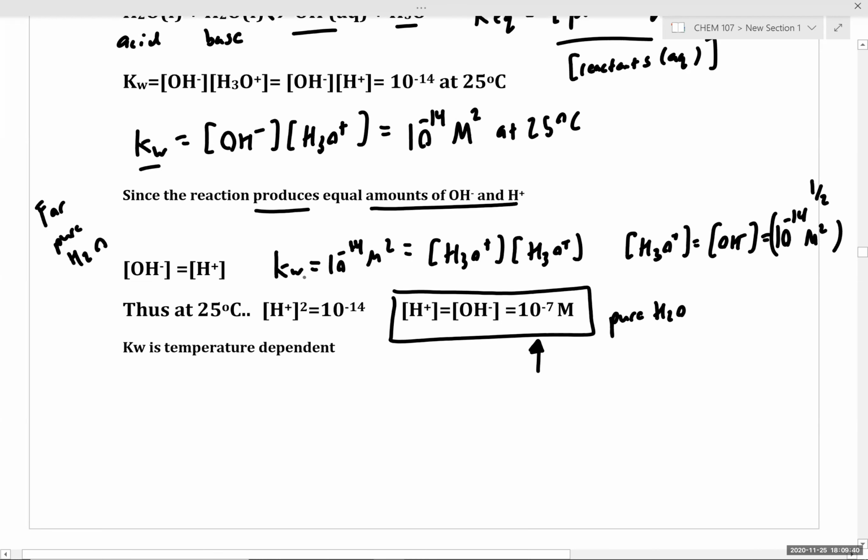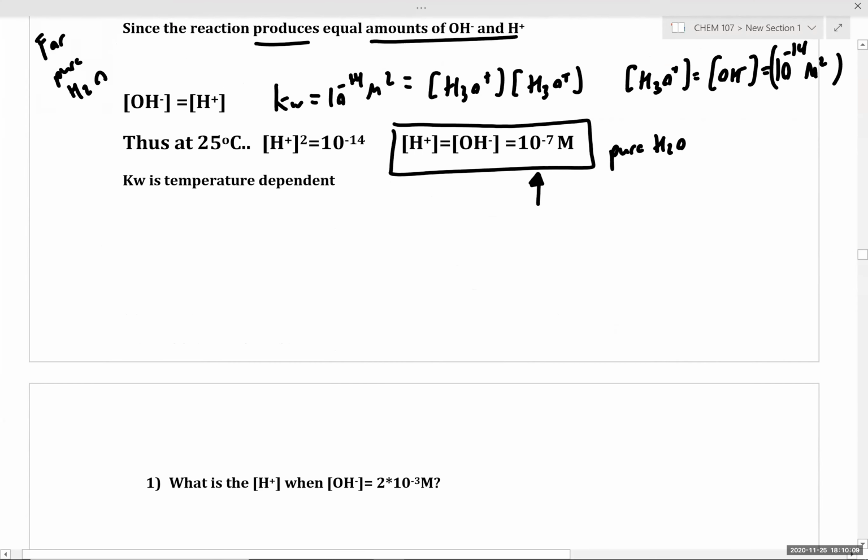And if we're solving this expression, this H3O plus times H3O plus gives H3O plus squared. And so to solve for the concentration of H3O plus, we're taking the square root of Kw, which is why we have 10 to the negative 14th molar squared to the 1/2. And that gives us the 10 to the negative 7th if you punch that into your calculator. Okay, thank you.